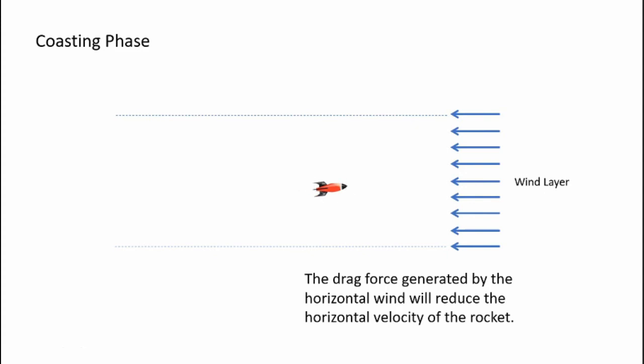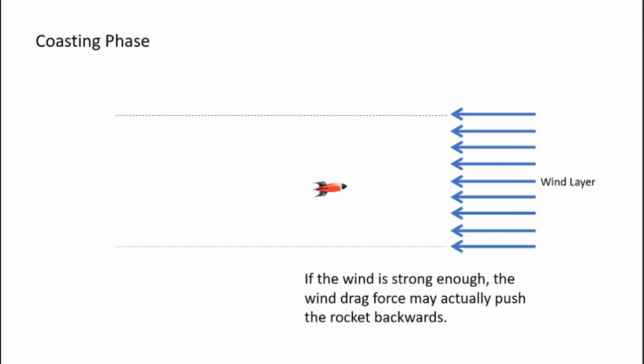So it's not going to fly as far downrange due to the decrease in horizontal velocity. Now, at some point, the wind could be strong enough to ultimately push the rocket backwards. So the rocket will drift with the wind and maybe head back towards the launch pad. But as the rocket passes apogee, it'll begin to fall towards the ground, but it will have a horizontal velocity in the direction of the wind.